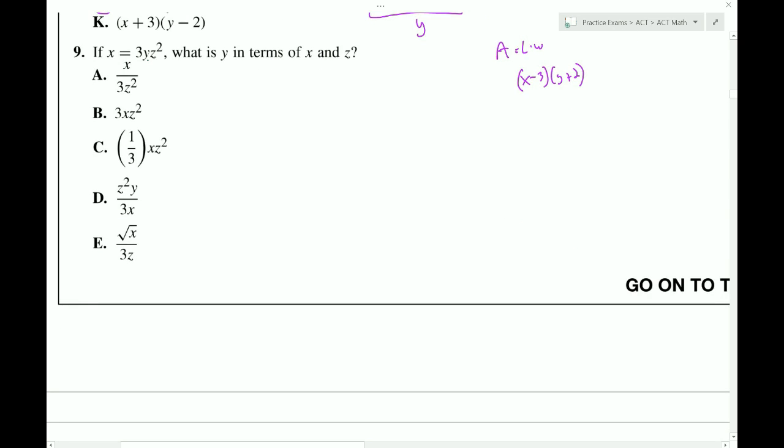If x equals 3yz squared, what is y in terms of x and z? So x equals 3yz squared, and they want y. What is y? So y equals question mark. Again, when we make our list, it's good to have a question mark item here, so we know what we're looking for. We're trying to isolate y here, so we have to divide by everything that's attached to it via multiplication. So by 3 and by z squared, we do that to both sides. So we get y equals x over 3z squared. And that looks like choice A.